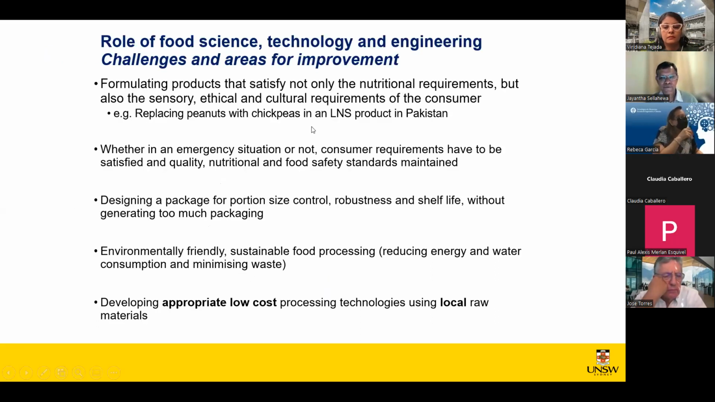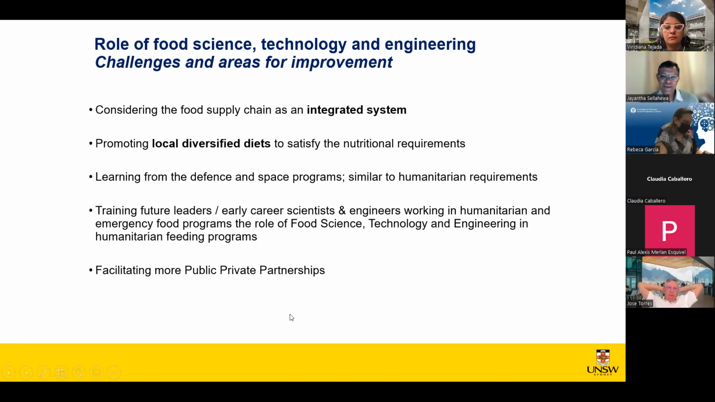So very briefly, on the role of food science, technology and engineering, there are many challenges: product formulation, consumer requirements, designing the right package, making it sustainable, using appropriate technologies, and we can also learn from things like defense and space, who have similar problems, as well as training the future leaders and developing more partnerships with the private sector.